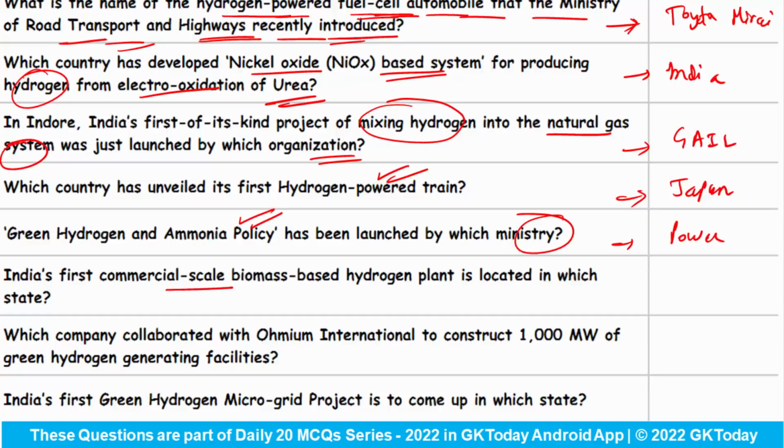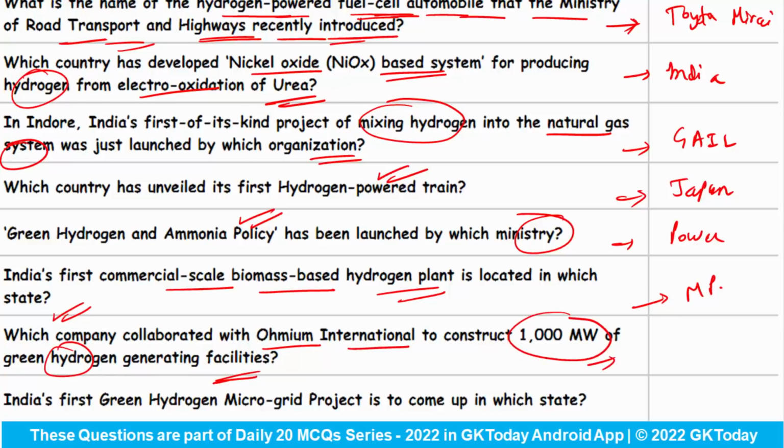India's first commercial scale biomass based hydrogen plant is located in which Indian state? It is in Madhya Pradesh. Which company collaborated with Ohmium International to construct 1000 megawatt of green hydrogen generating facilities? So for this purpose, Ohmium International has collaborated with Hero Future Energies. India's first green hydrogen microgrid project is to come up in which state? It is to come up in the state of Andhra Pradesh. Fine.